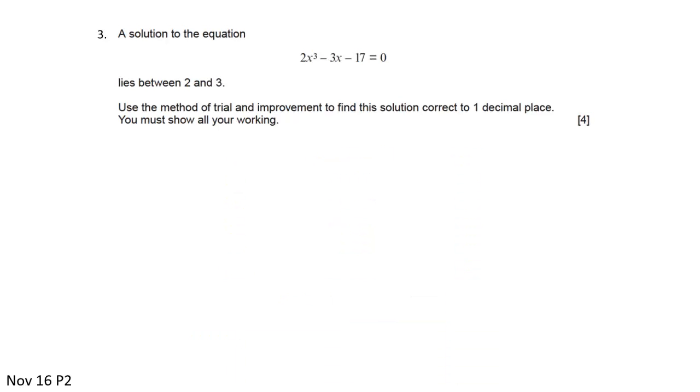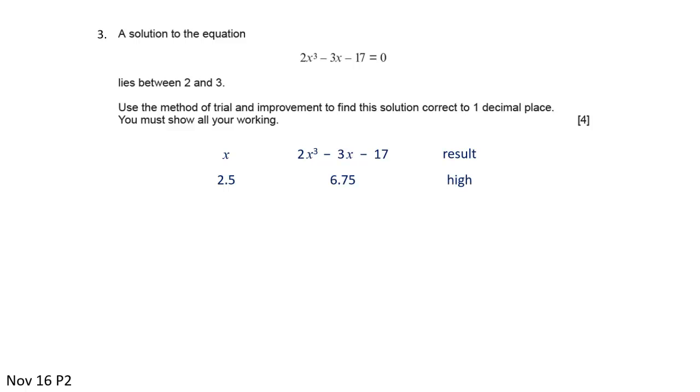Let's have a look at number 3. So another equation set to 0. The first value lies between 2 and 3. We're going to try 2.5. This time we've got 2x cubed. So we're going to do 2 times 2.5 and then press the x cubed button. Then we're going to do minus 3 times 2.5 minus 17. Okay, so once again, 2 times 2.5, press x cubed, minus 3 times 2.5, minus 17. So that gives us 6.75.